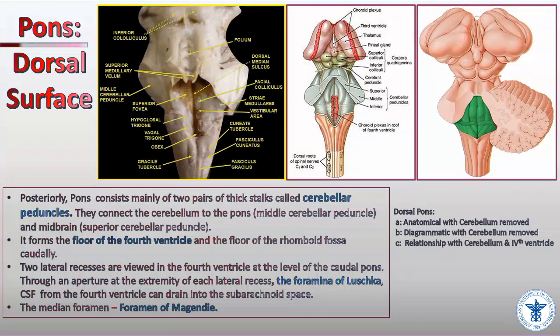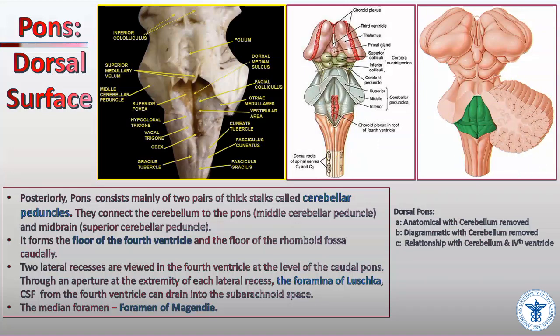On the dorsal surface of the pons from behind, if you look at the brain, you can't actually see the dorsal surface of the pons because it's hidden by the cerebellum. So to appreciate what the dorsal anatomy of the pons is, you need to remove the cerebellar hemispheres, and that's what's been done in this first image, which is an anatomical specimen of the brainstem, and this is the diagrammatic representation of the same. The cerebellum's been removed, and you can see that part of it is retained here to give you an idea of what the anatomy looks like.